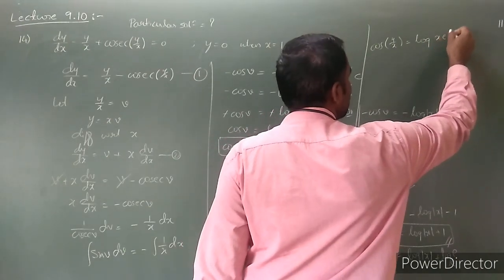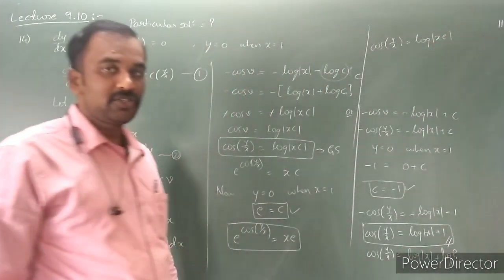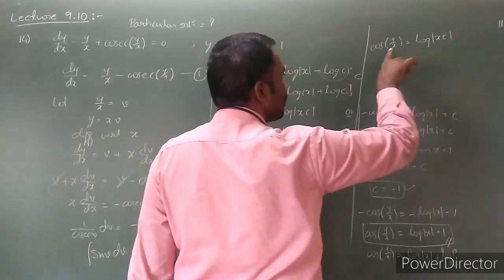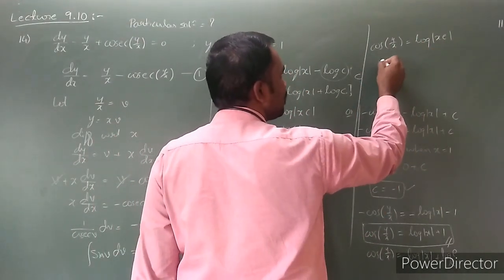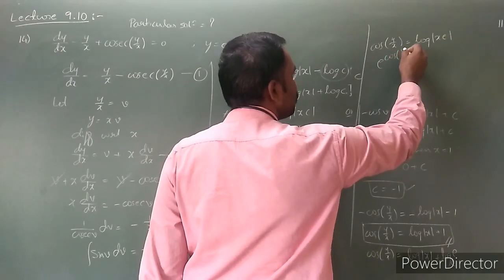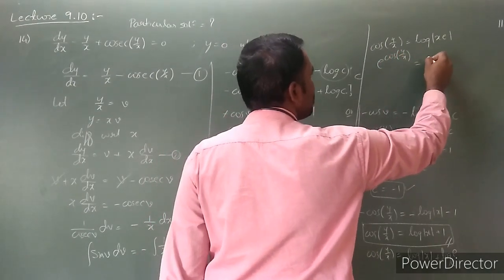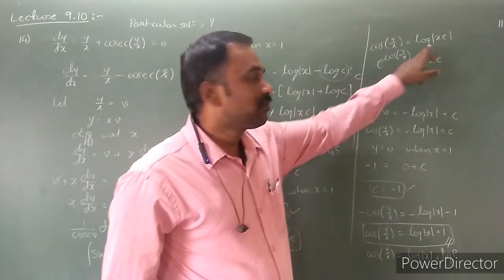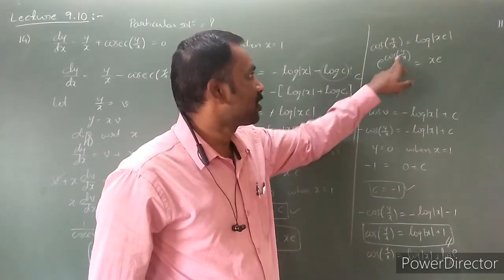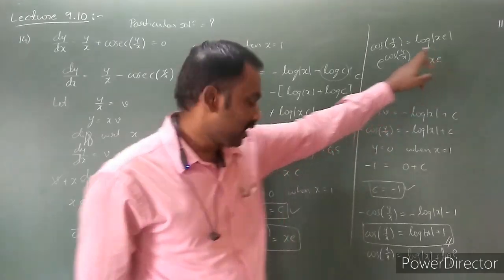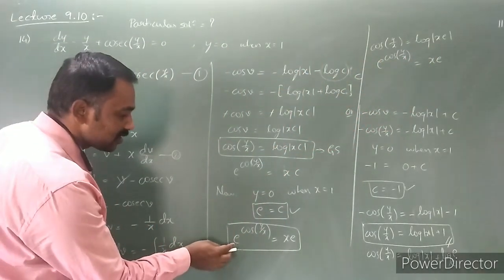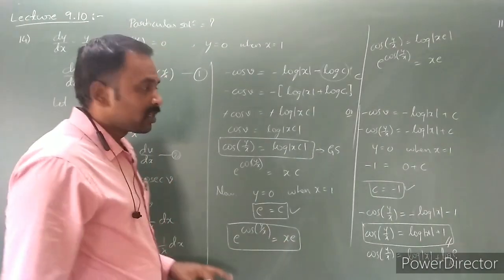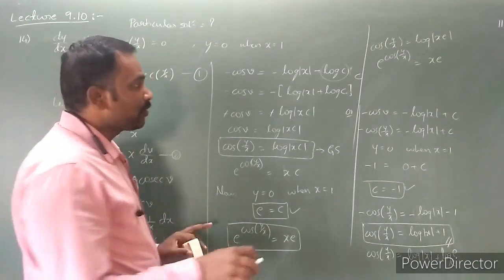That means x into e. Are you sure? So cos of y by x is equal to log of x into e. I need to get this one. Removing this log means here it is e power: e power cos of y by x is equal to x into e. Are you clear? Have you got the same result? Check it. e power cos of y by x is equal to x into e. There is nothing wrong.